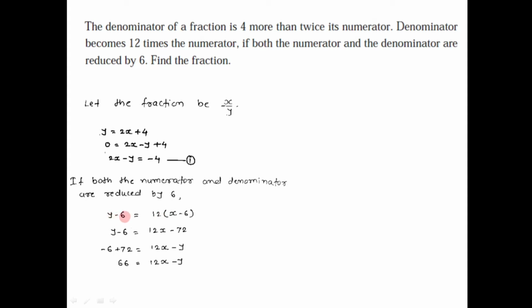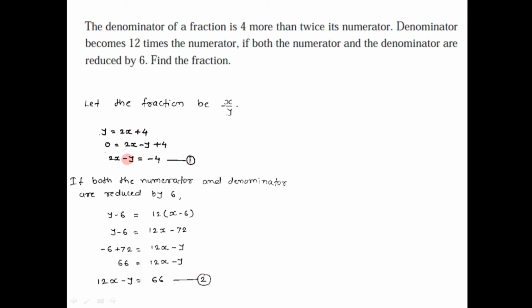We have to solve this. y minus 6 is equal to, we multiply both terms by 12, that is 12 into x, that's 12x, minus 12 into 6, that's 72. Now if we take minus 72 to the right hand side, it becomes minus 6 plus 72 is equal to 12x minus y. Minus 6 plus 72, that's 66, is equal to 12x minus y. So the second equation we get is 12x minus y is equal to 66. Now we have two simultaneous linear equations in two variables. We have to solve these two.